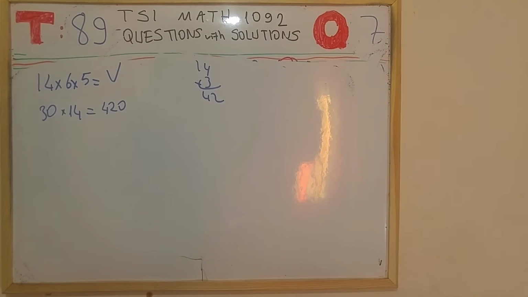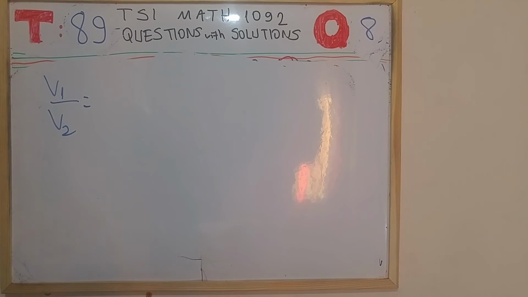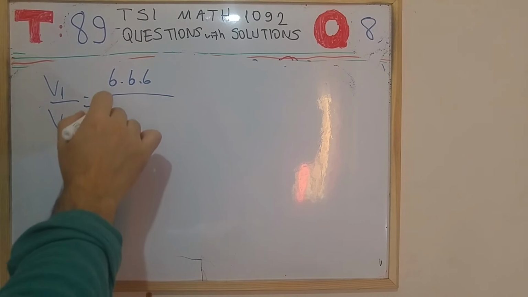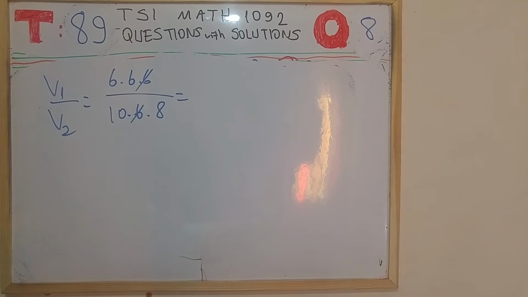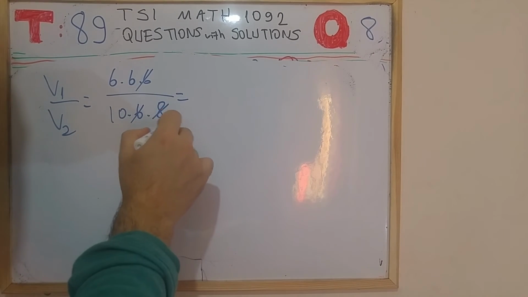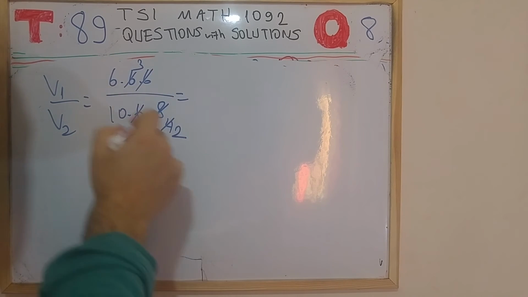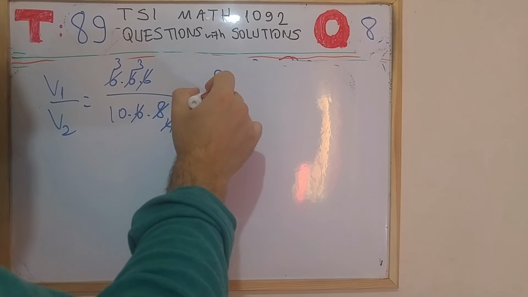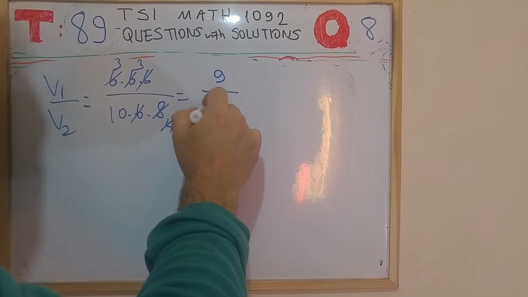420. We have two prisms here, and we're asked about the ratio of their volumes, and their dimensions are 6, 6, 6, 2, 10, 6, 8, and this ratio is, when I simplify these, I have 2 6's left. When I divide this by 2, this is going to be 4, this is going to be 3. When I divide this again by 2, this is going to be 2, this is going to be 3. So what I have in V1 is equal to 3 times 3, that is 9, and what I have in the denominator is 20.